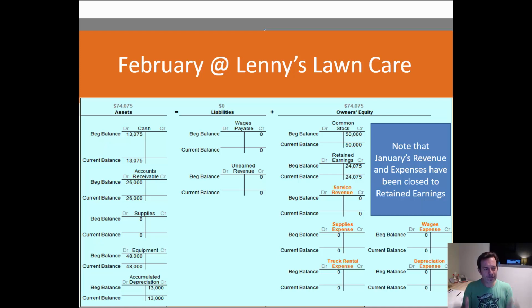So here we are. We're ready for February at Lenny's Lawn Care. I've got the general ledger at the beginning of February up. You'll notice that the revenue accounts and the expense accounts have all been closed to zero through that closing process that we looked at in Chapter 5. And remember, we earned a $7,075 profit or net income in January. So that all got dumped into retained earnings when they closed out the revenue and expense accounts. Everything else, all the balance sheet accounts, are still there with their new balances in them as of February 1. So here we go. Let's knock out February.